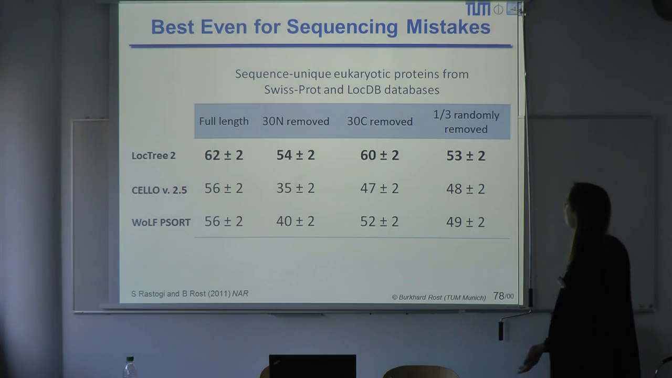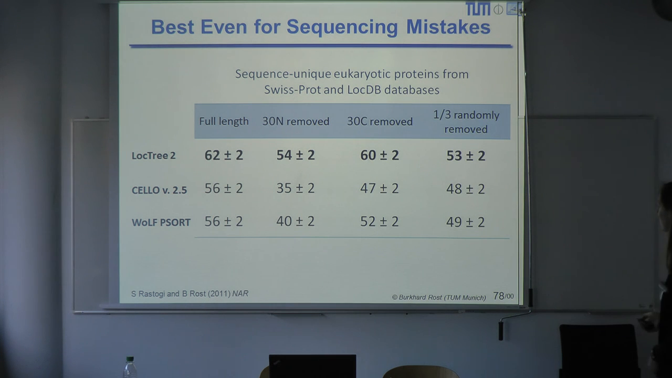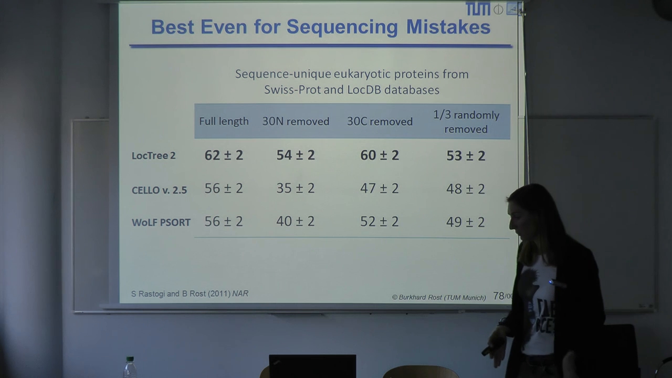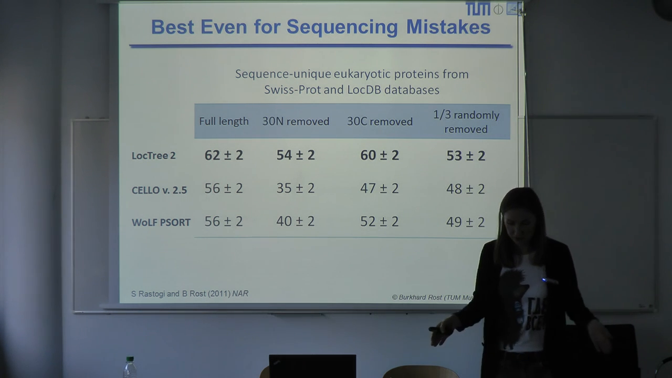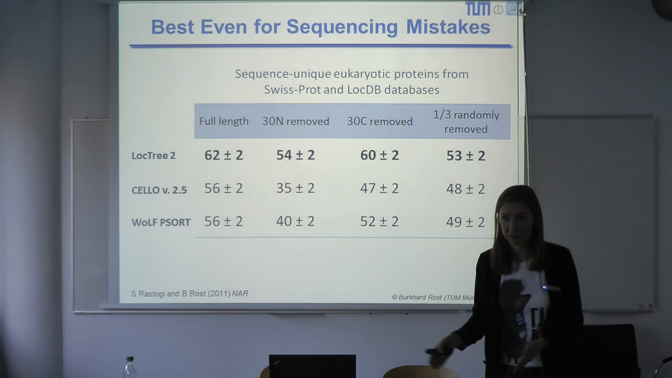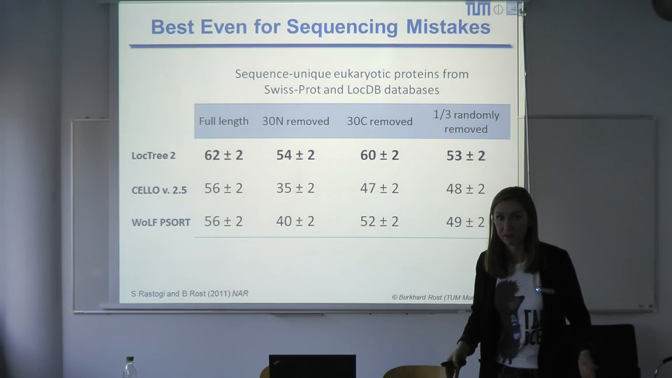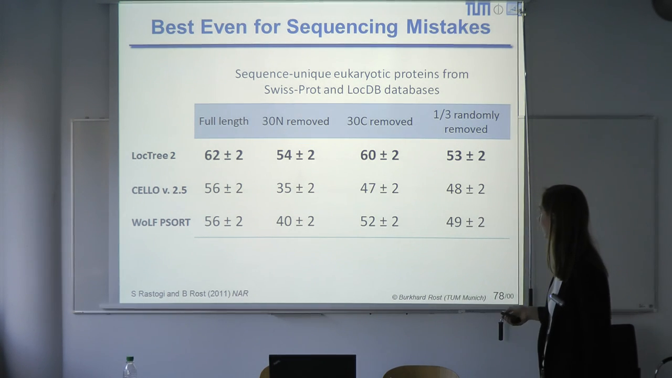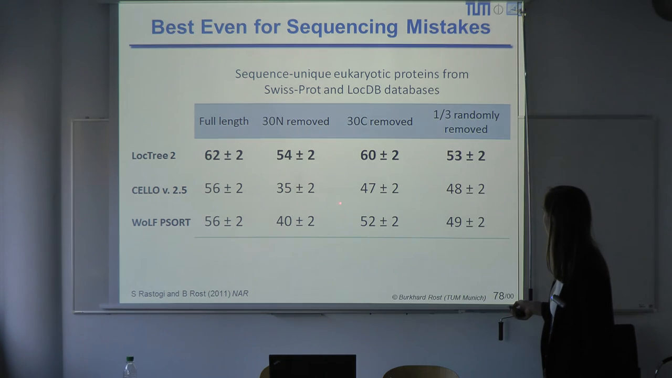And when we looked at sequences with sequence mistakes, so for example, you do a metagenomic analysis and then you define what is a gene, but you make a mistake and a part of a gene is missing and then part of a protein is missing, and this happens all the time. And if you run other prediction methods and if you run our method, then the performance of the other methods goes super down, while the performance of our method still remains much, much higher.